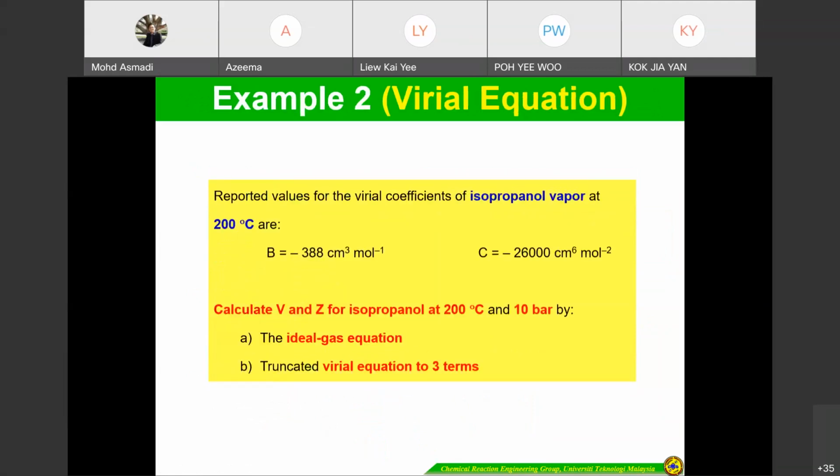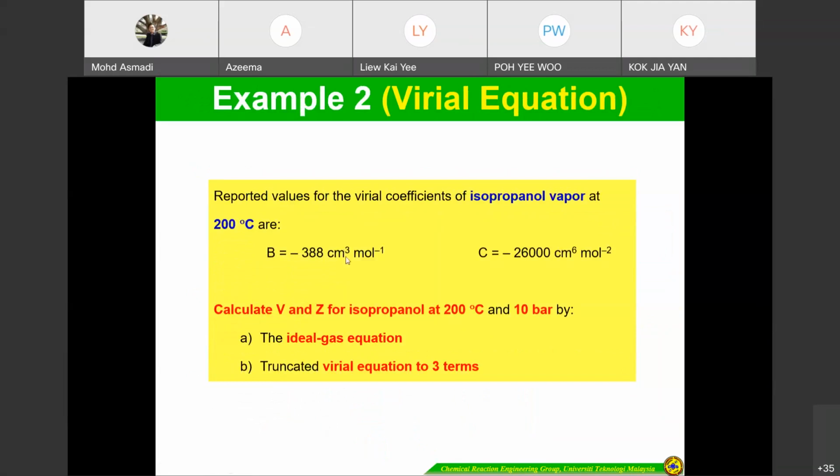So let's look at the virial equations, how to use this equation. But mostly we don't use this kind of virial equation. We are going to use a generalized correlation.